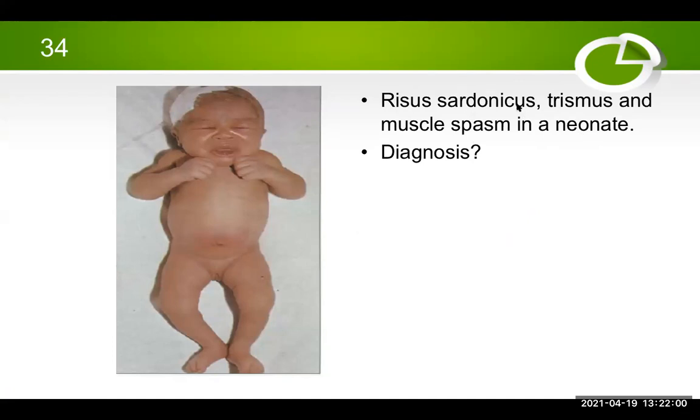What do you mean by this term? Smiling face, like clenching the jaws. Yes, smiling face. You can simply say that. It's a smiling face because of the contraction of that area, it looks like the baby or the person who is suffering from tetanus is smiling all the time. What is trismus? Lockjaw. Excellent. The jaw cannot be opened.